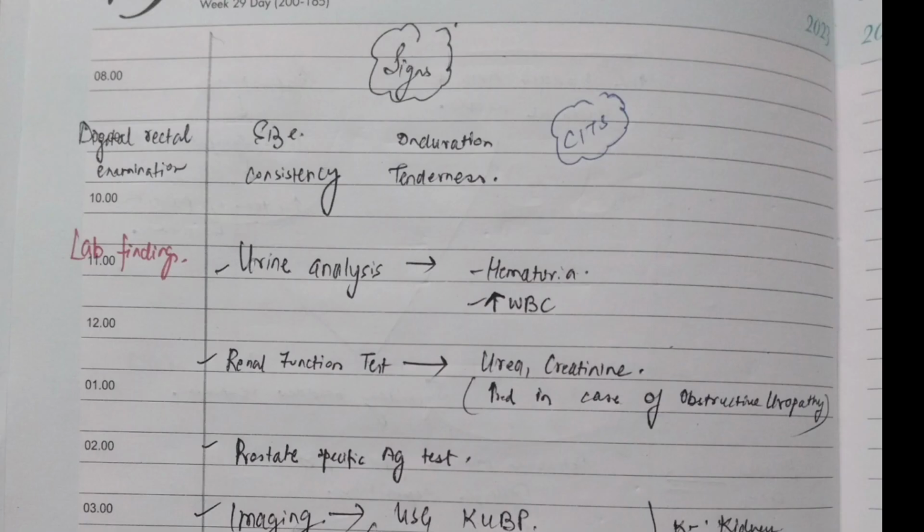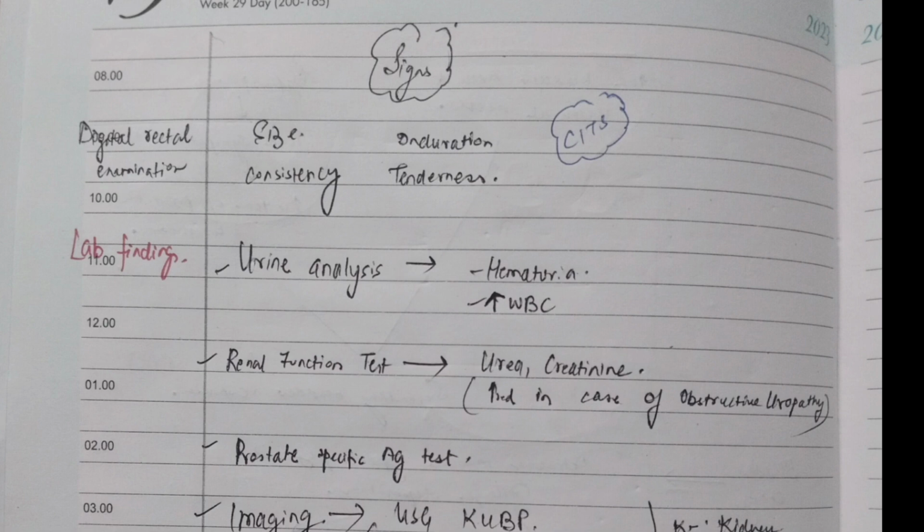Now let's see what are the signs that you have to see as a doctor. You can also remember this by the mnemonic SITS. C for consistency, I for induration, T for tenderness, and S for size. After clinical diagnosis has been made, we proceed to lab findings.